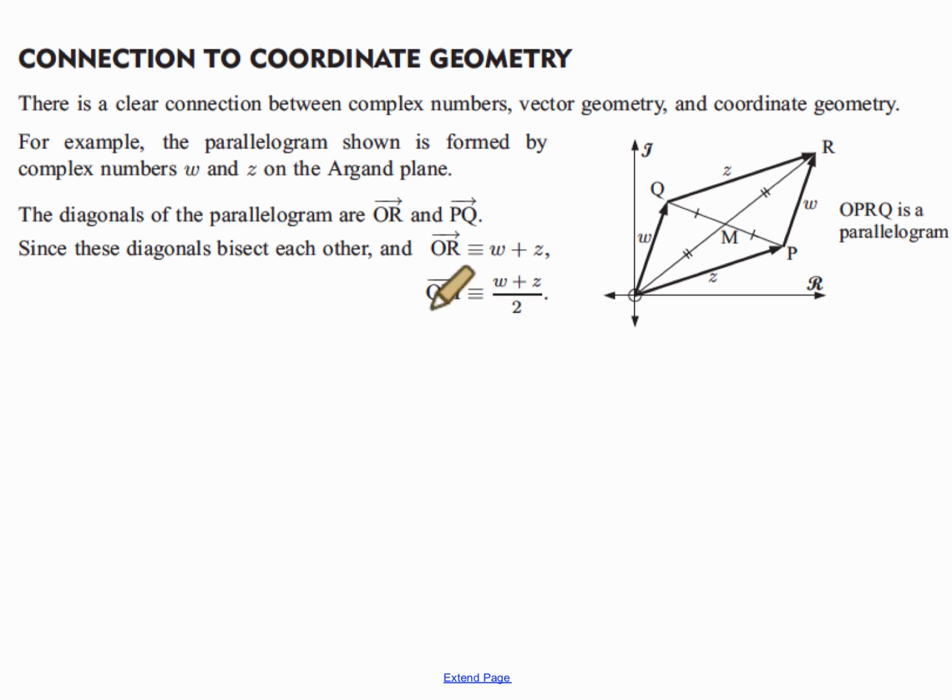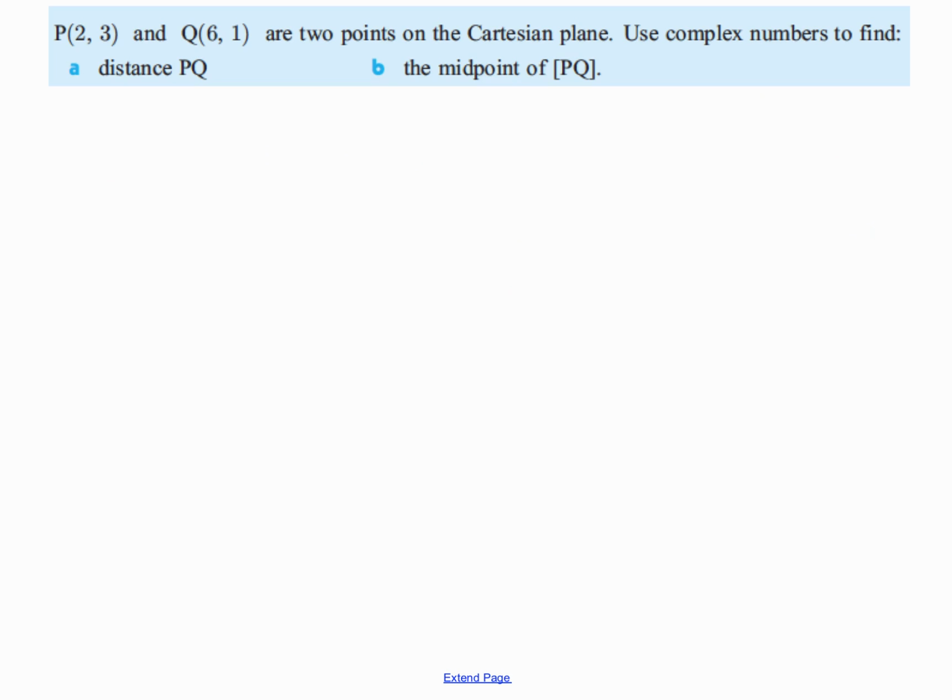And we have a connection in coordinate geometry. You can pause and take a look. I don't want to take time on the video, but it's a very nice connection to Euclidean geometry. But let's go ahead and do this example. (2, 3) and (6, 1) are two points on the Cartesian plane. Use complex numbers to find the distance between P and Q. So instead of (2, 3), we're going to think of z as equal to 2 plus 3i, and W as 6 plus i.